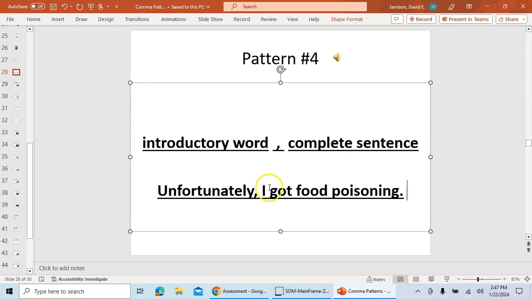Unfortunately, I got food poisoning. Unfortunately here is an introductory word. It's showing us the tone of the sentence, I guess, in this case. And then I got food poisoning is our independent clause.